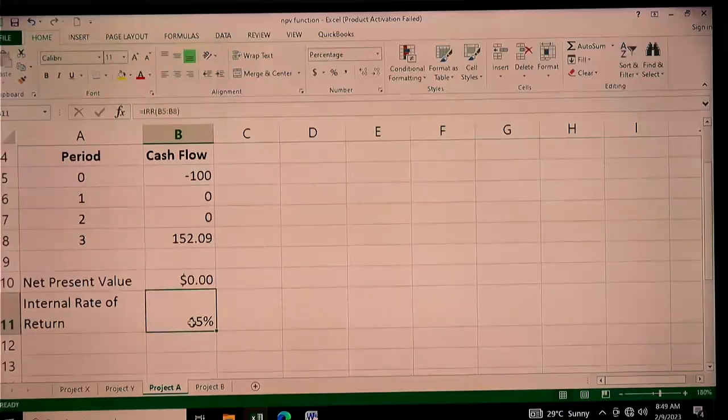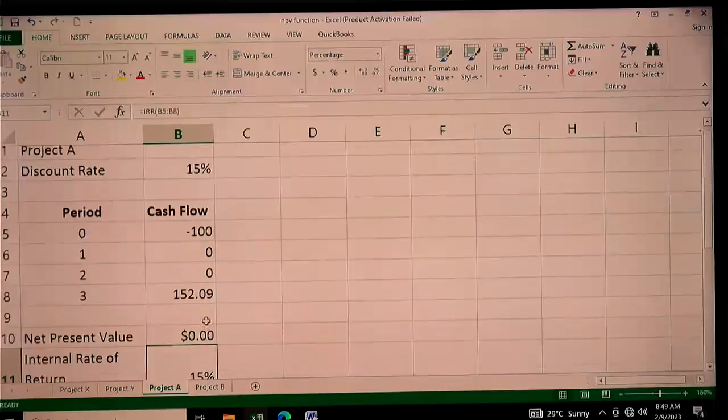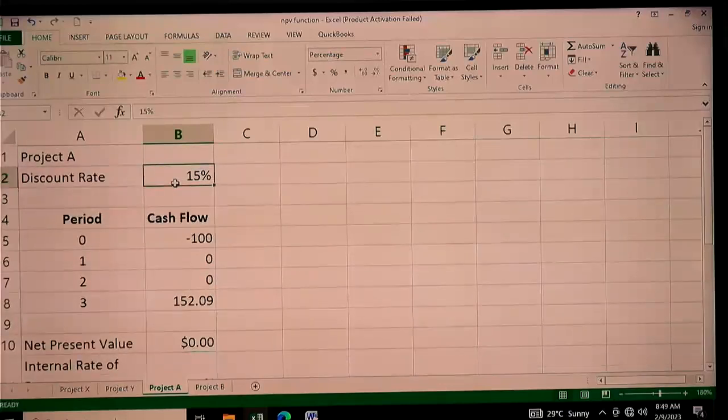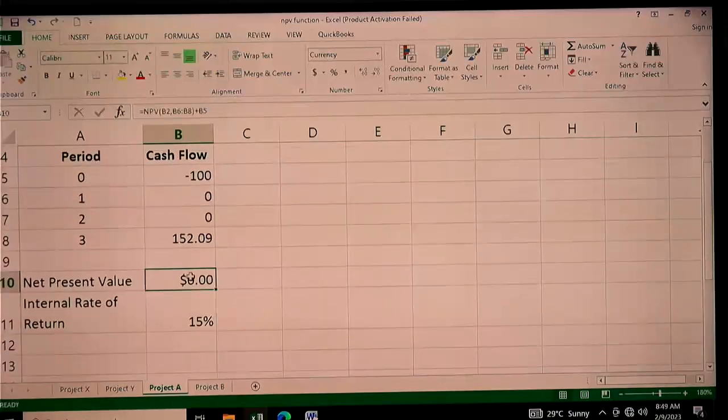When the internal rate of return is equal to the discount rate, the net present value is 0. The net present value will give you a 0.